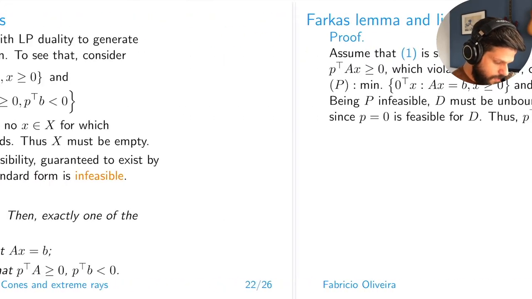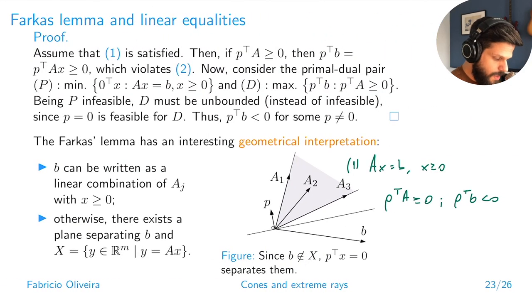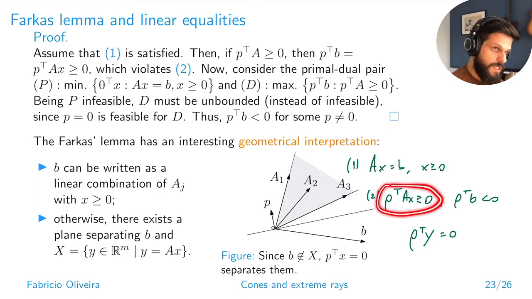So let me show you very quickly this. So yeah, I'm looking at this. PAX greater than or equal to 0. I thought there was something missing there. There you go. And this is condition 2. So basically what this is telling me is that I can find this P that when I look at, let's call it Y, this hyperplane, this sits on one side and this vector B sits on another side. So AX sits on one side and B sits on another side. And that's exactly what this figure is showing.